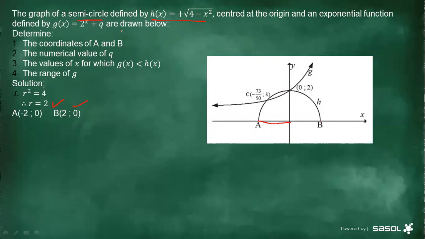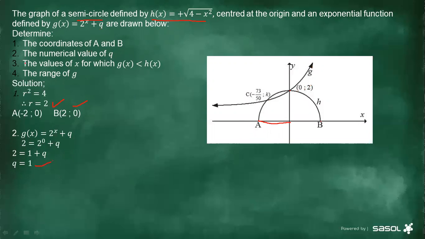Numerical value of q, which is the horizontal asymptote. Then we look for any point on this curve, and the only point that we have on this curve is this one, which is 0, 2. Substitute that value there, and with this we're having, transpose 1, then the answer is going to be positive 1.